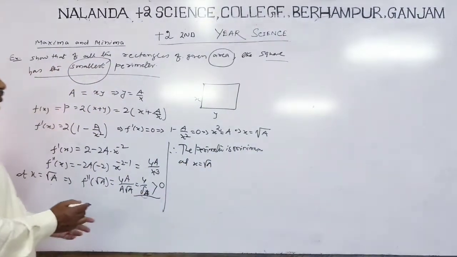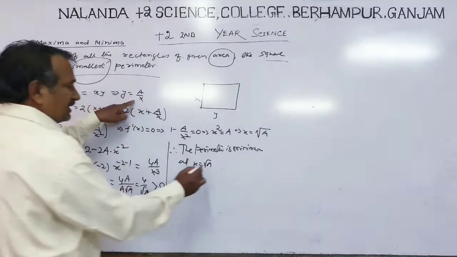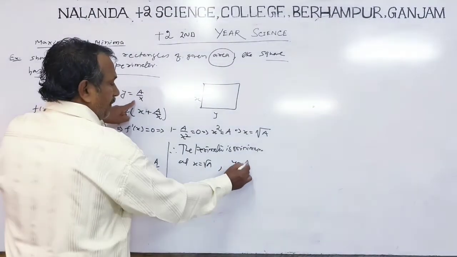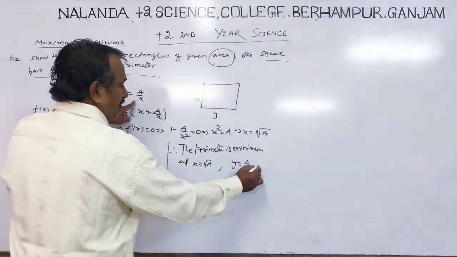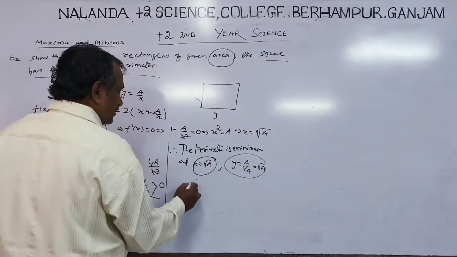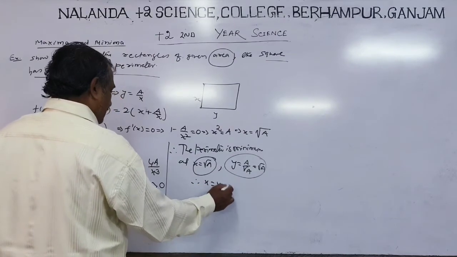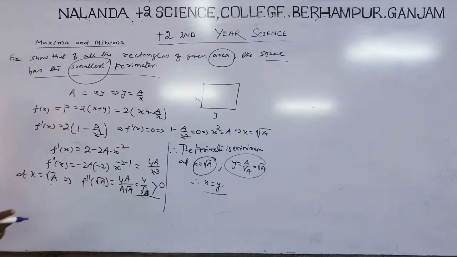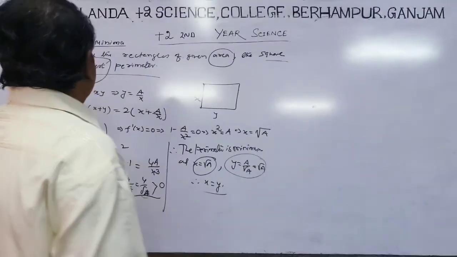At x equals root a, what is y? y is also equal to a by root a, which equals root a. So x equals root a, y equals root a, that means x equals y. This is some concept of mathematical maximum and minimum.